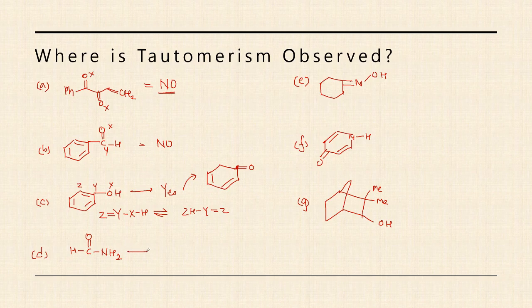Okay. In this case, you have X, Y, Z. So this is amide imidol, HCOH double bond and H. This will be amide. This is an oxime. Oximes do show tautomerism. I have already told you this before.